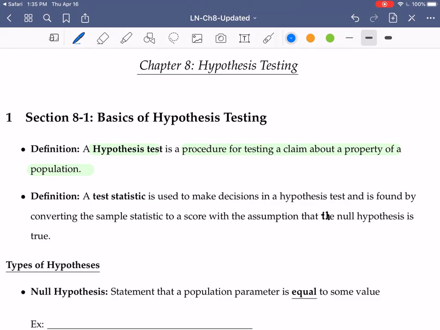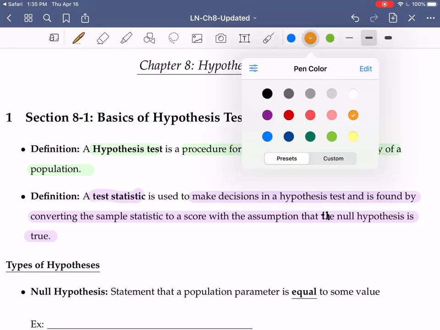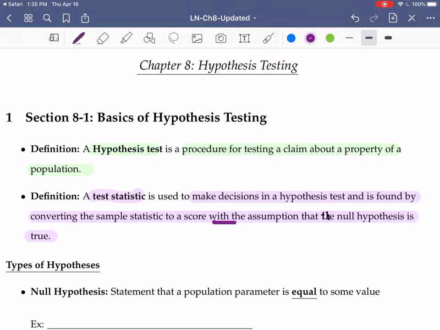When we do hypothesis tests, we think about a test statistic, right? A test statistic is a statistic that is used to make decisions in a hypothesis test. And we find that by converting the sample statistic to a score with the assumption that the null hypothesis is true. So when we find this, we are making that assumption that the null hypothesis is true. If that null hypothesis is true, then this is a score that would be associated with that.